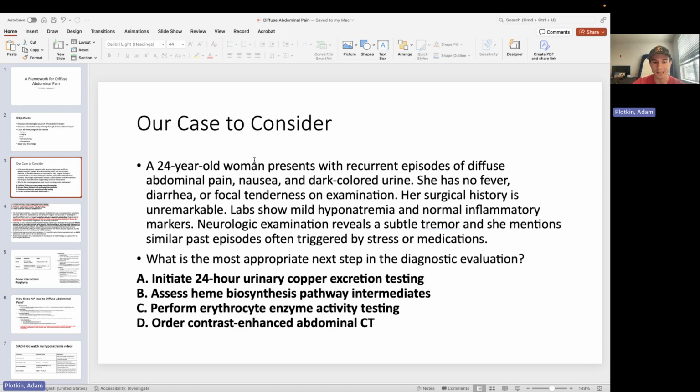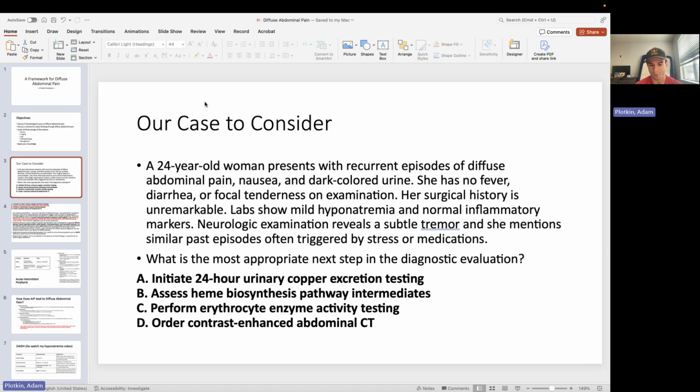So we have our case to consider. This was on my Instagram this morning. If you didn't get a chance, we'll go through it now. So we have a 24-year-old woman. She presents with recurrent episodes of diffuse abdominal pain, nausea, and dark-colored urine. She has no fever, diarrhea, or focal tenderness on exam. Her surgical history is unremarkable. Her labs show mild hyponatremia and normal inflammatory markers. Neurological exam reveals a subtle tremor, and she mentions similar past episodes that are often triggered by stress or medications. What is the most appropriate next step in the evaluation?